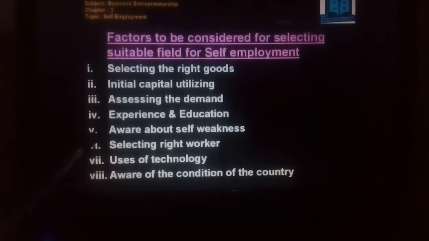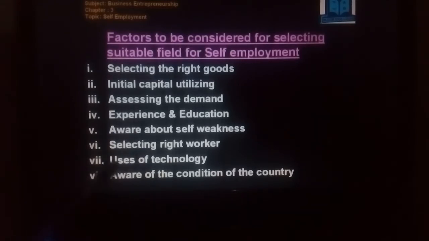Number 5, aware about self-weakness. Troubles in business can be avoided if the entrepreneur is alert, aware of his or her strength and weakness. Number 6, selecting right worker. The worker to be employed in business must be qualified and efficient in their own job. Number 7, uses of technology. The uses of technology in the preconditions, process and combination of local and imported technology increases the possibility of success.